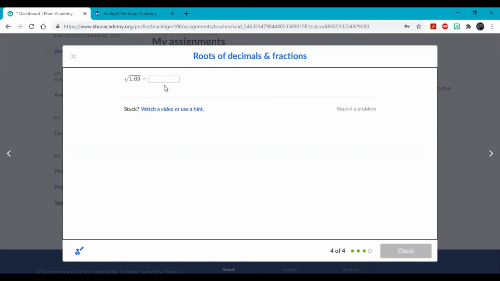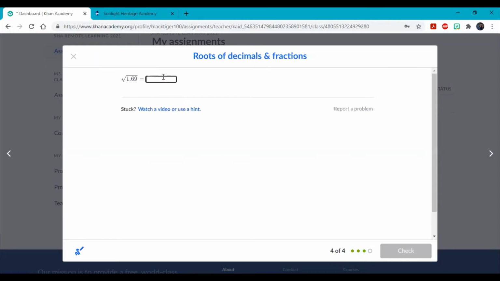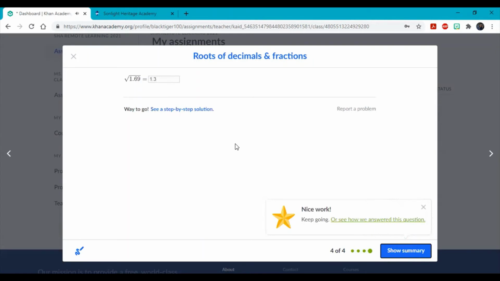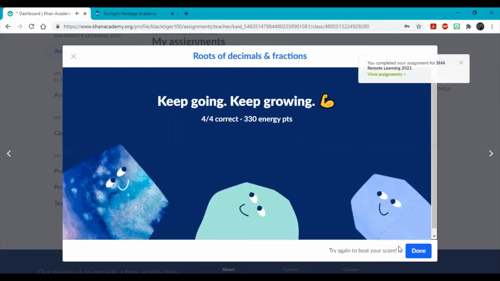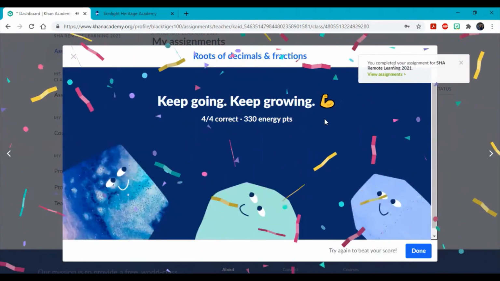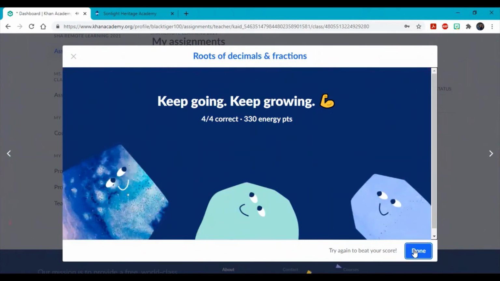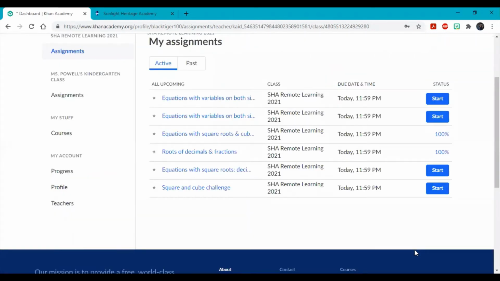The square root of 1.69. When you place that correctly into your scientific calculator, you should get 1.3, which means that 1.3 times 1.3 should give you 1.69. And that is correct. We've completed our assignment on roots of decimals and fractions. We've gotten 100% on that.